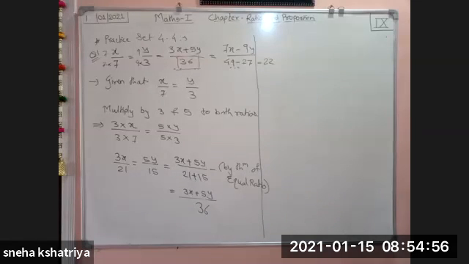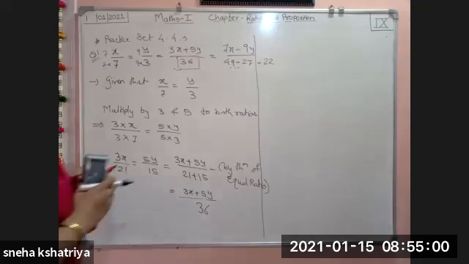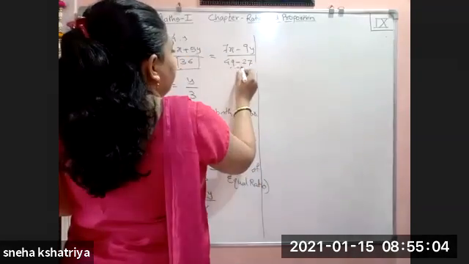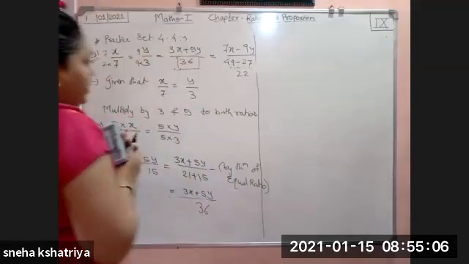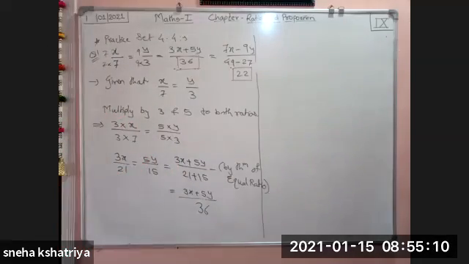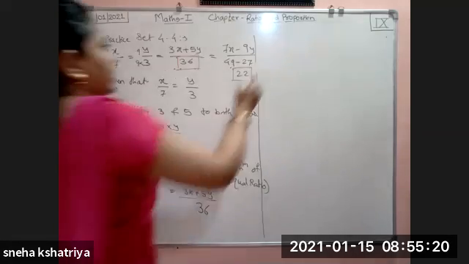Okay. We will see the second one. So here you will get the answer as 22. I will make a square box to the answer so that it will be easy for you to justify. Same process, just change the numbers. Okay. We will see the second example.